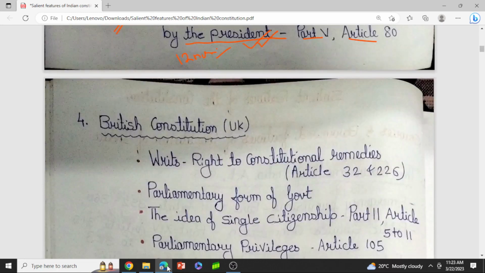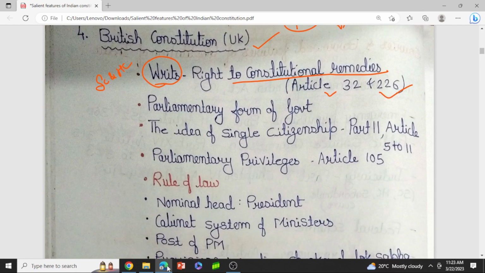Now moving to British UK constitution, this is writs. These are called as right of constitutional remedies. So any of my fundamental right is violated, in that case writs are issued by Supreme Court and High Court. So these are considered to be constitutional remedies. These are given under Article 32 to 226, which we are again going to study in our detailed class.